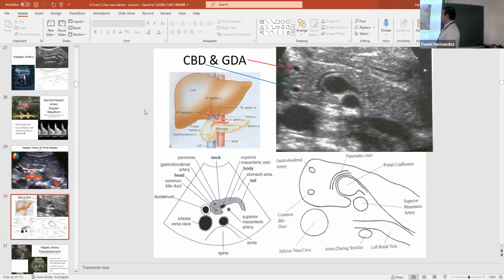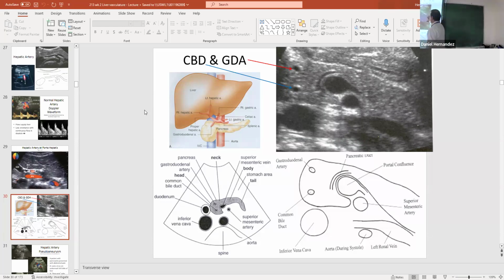So the common bile duct is a duct that drains bile out of the liver and puts it into your small intestine to help break down, is it fats and proteins, right? Fats and proteins. Sounds right.